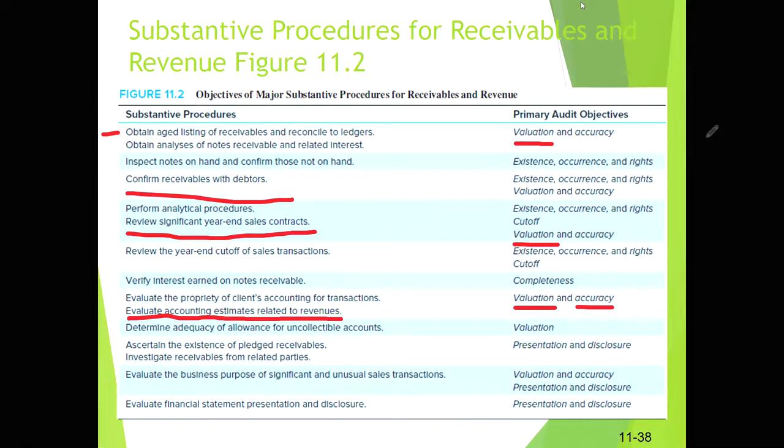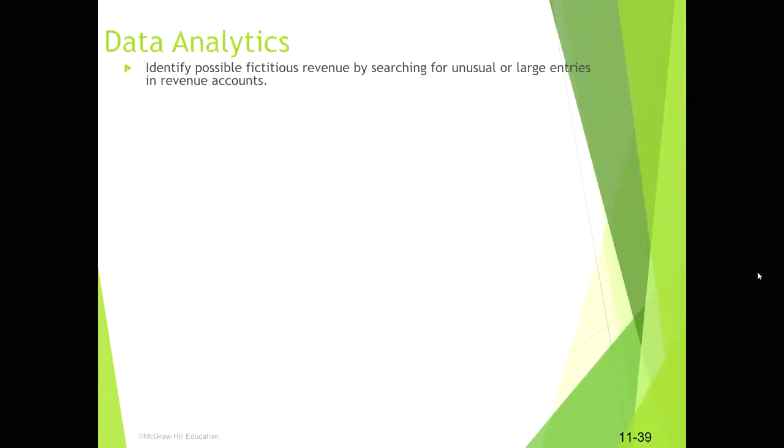So again, these figures are helpful for trying to connect the procedures we're doing with the primary audit objectives that they're tied to, right? Because again, we want to make sure we're covering our primary audit objectives with enough tests that we feel comfortable as the auditor.